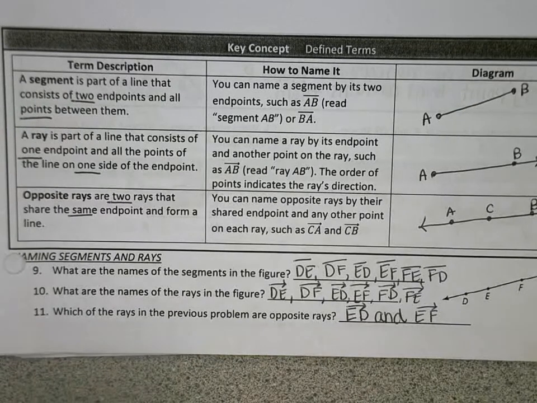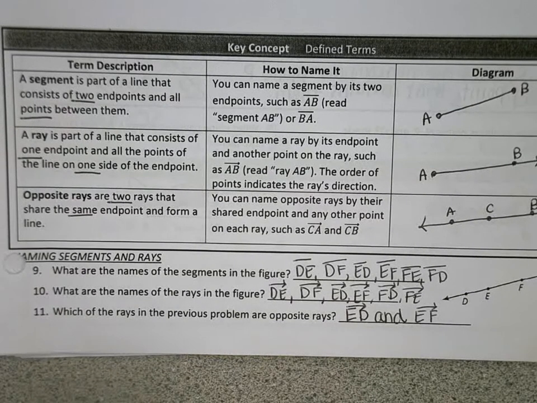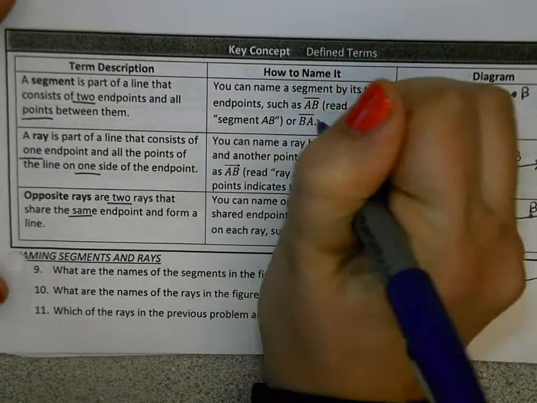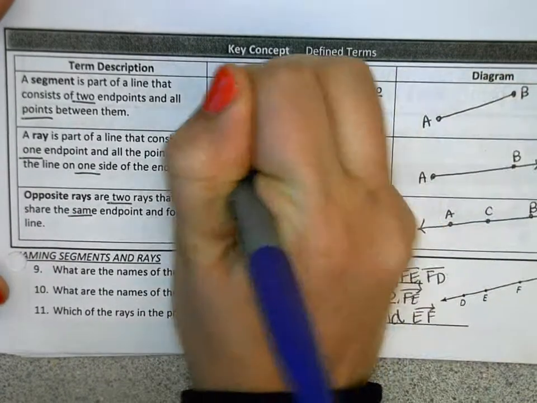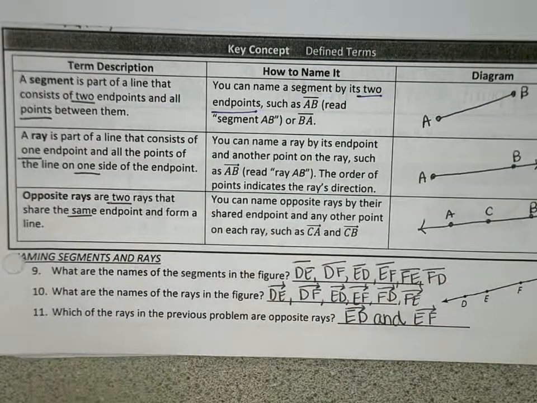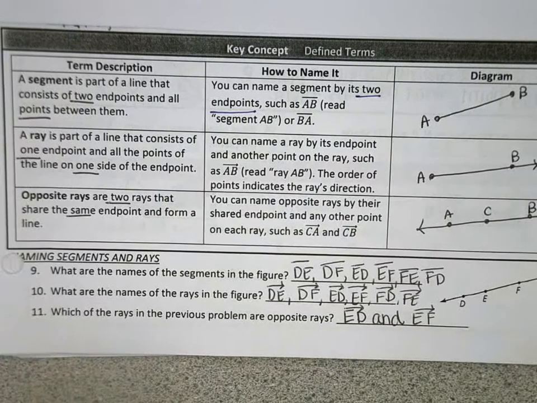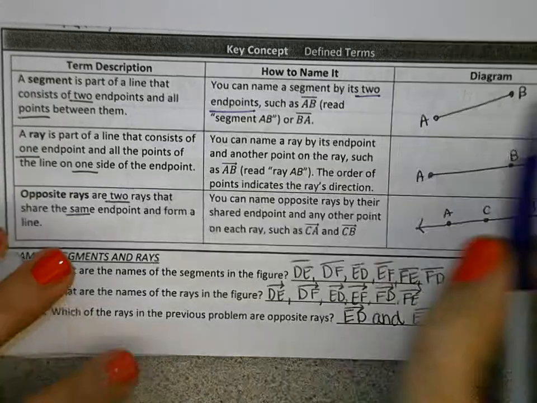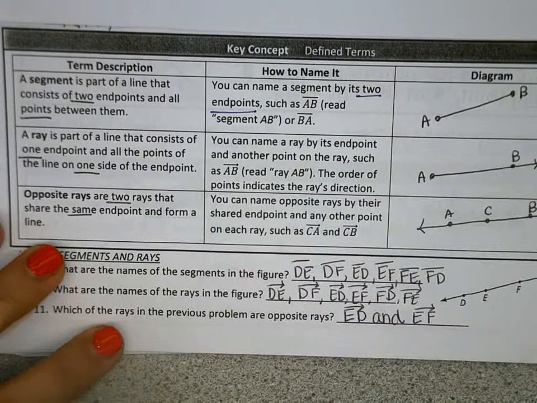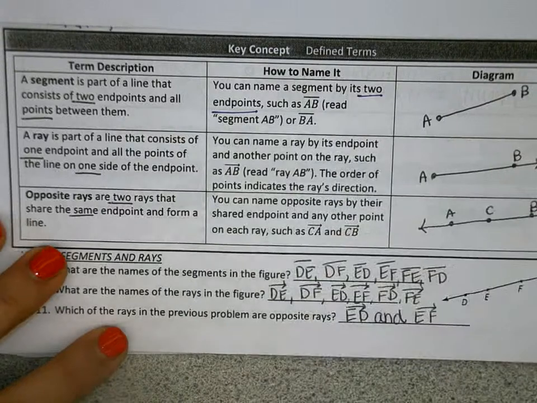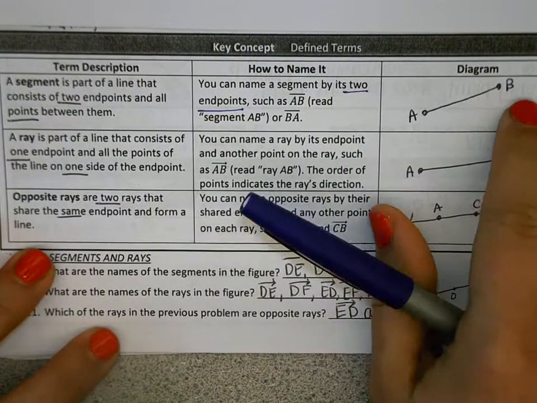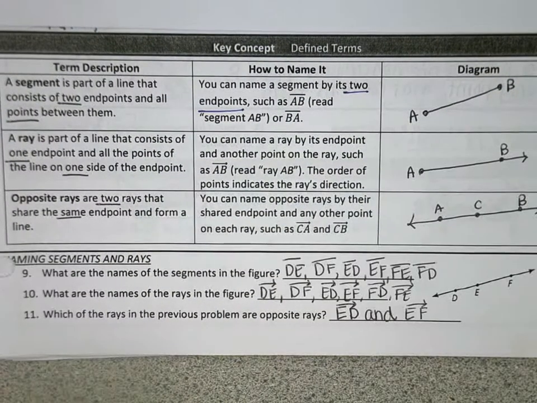We name a segment similarly to how we name a line, except that we name it by its 2 endpoints. So you can't use any points on the segment. You have to use the 2 endpoints. And when you do the notation, it's just a straight line above the 2 endpoints, no arrows on the ends. And you call it segment AB. Or you can flip-flop them and call them segment BA. And it would look like this in a picture. So you have to use the endpoints when you're naming a segment.